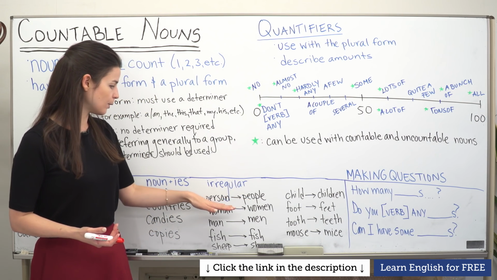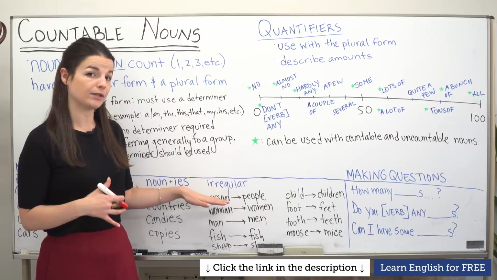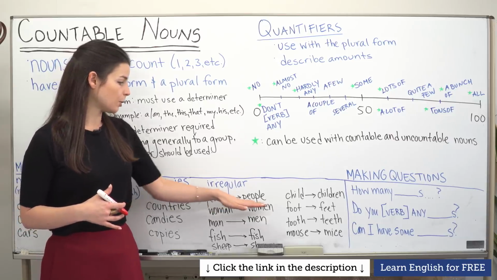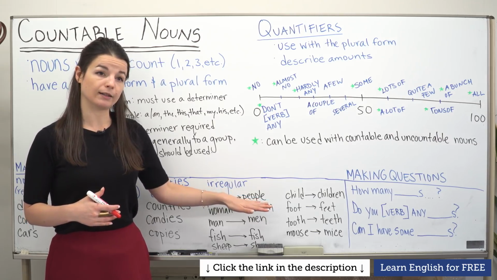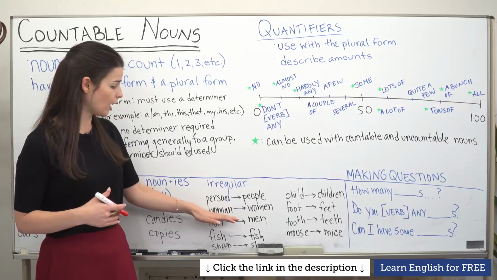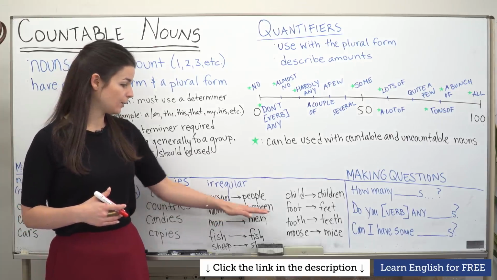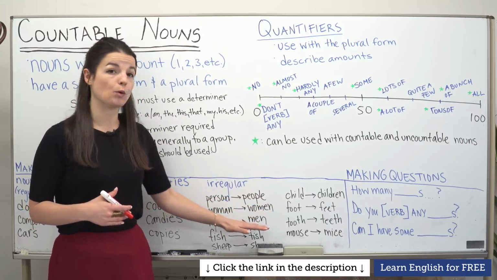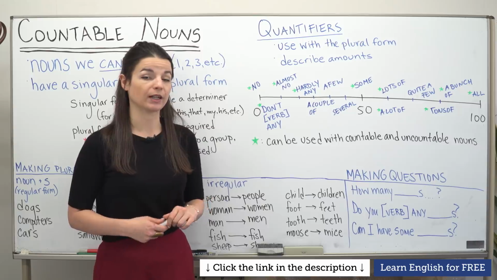So one, for example, is the noun person. We can say one person. However, the plural form is people: 2 people, 3 people, 4 people. Please keep this in mind. Another very common one, especially for pronunciation, is woman to women and man to men. Please be careful of your vowel pronunciation here in particular.